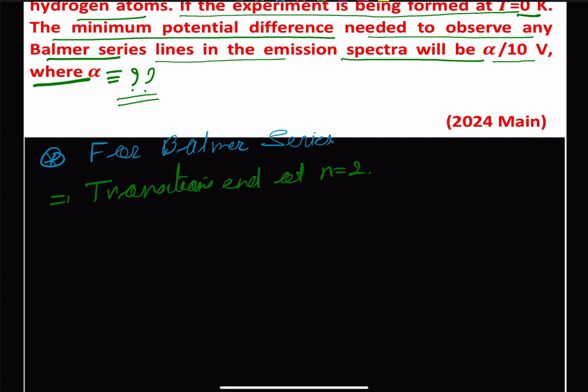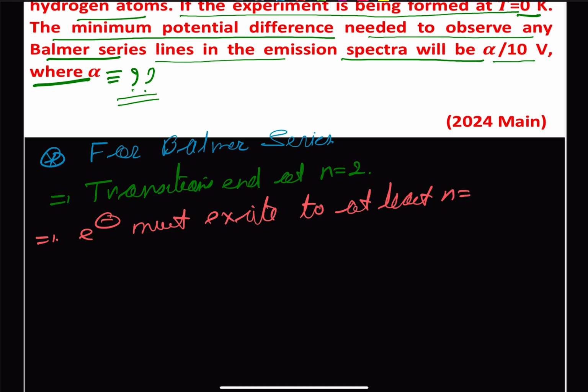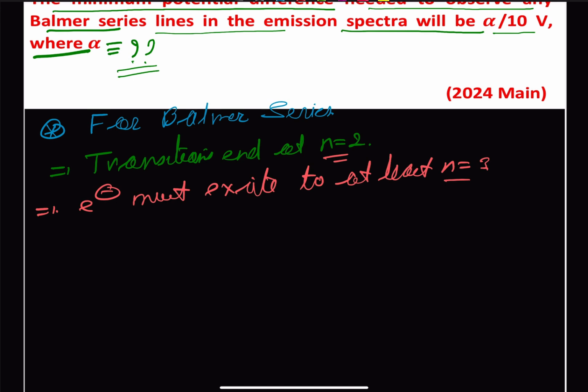So we can write that the electron must excite to at least n is equal to 3. Then only the Balmer series will be visible. Or we can write this as we start from n is equal to 3 and it ends at n is equal to 2. Then we are going to find out the Balmer series.